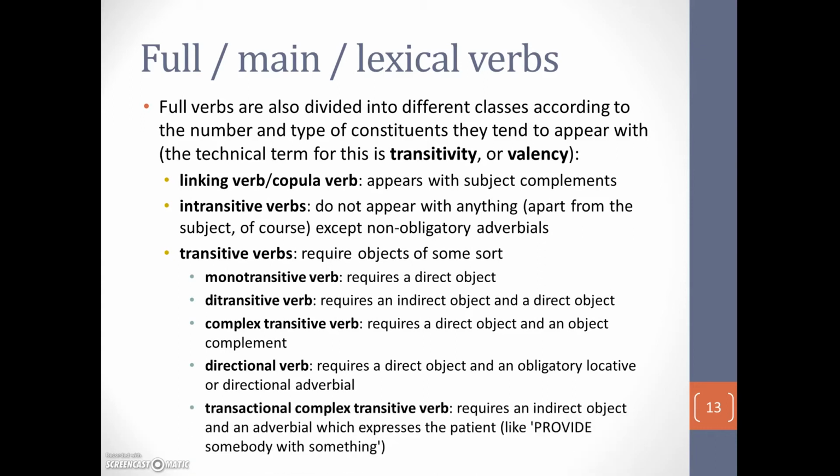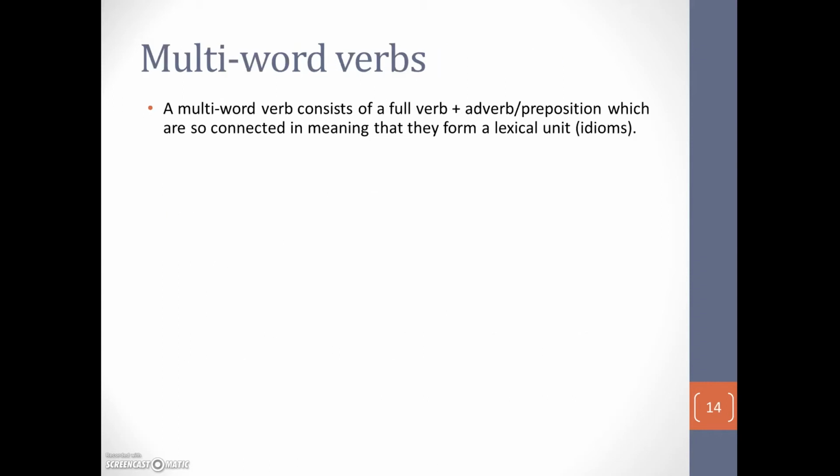And then finally, we have something called transactional complex transitive verbs. They require an indirect object and an adverbial which expresses the patient. Okay, so an example is, for instance, provide. If you provide somebody with something, this is an example of a transactional complex transitive verb.